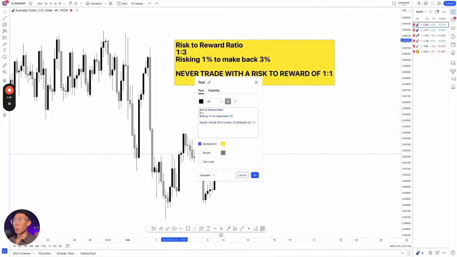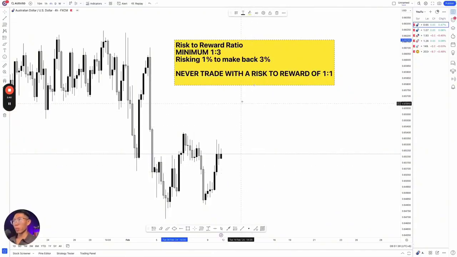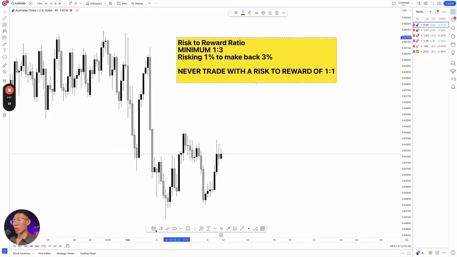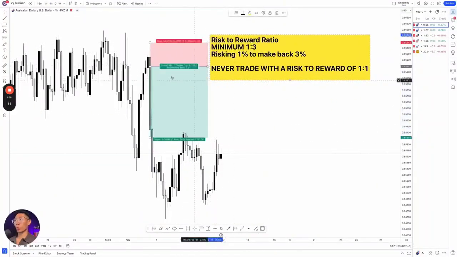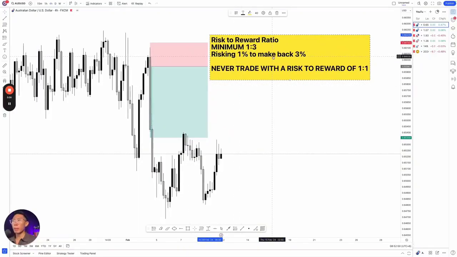That is why the minimum risk to reward ratio I would advise you guys to look for is 1:3, right? That means in that case, you are risking 1% right here to make back 3%. So if you risk $10 here, you lose $10, but if you win, you win $30. So that should be the minimum, the criteria, the standard when it comes to risk to reward ratio.